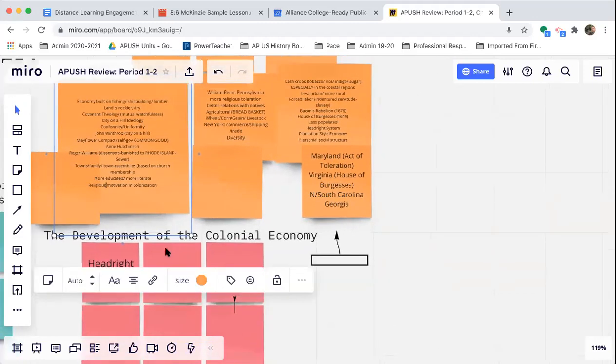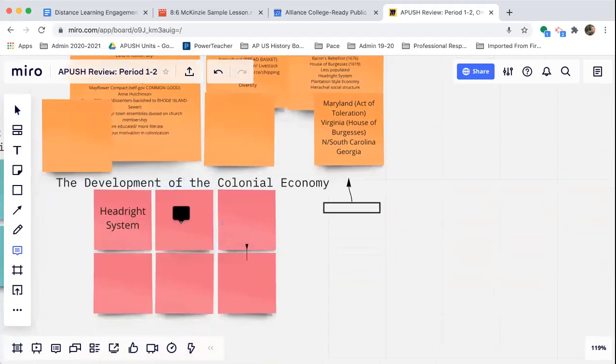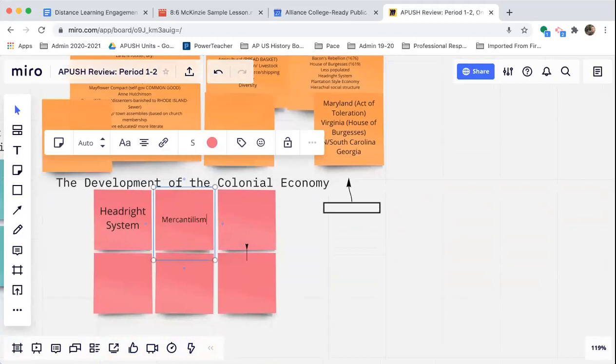Development of the colonial economy, we see the headright system plays a role here. I'm going to add mercantilism. What is an example of a law that backs up the system of mercantilism? And then the Navigation Acts? Yeah, Navigation Acts. Okay.